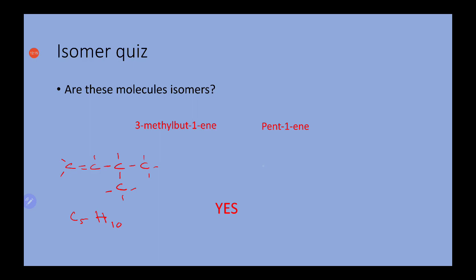Pent-1-ene, well, that means it's a 5 carbon molecule, pent, and it's got a double bond on carbon 1. Let's add in our hydrogens, and you can see you've got C5, H, 1, 2, 3, 4, 5, 6, 7, 8, 9, 10. Molecular formulas are the same, but their structural formulas are very different. One has a branch, one doesn't. So if you get them like that, where it's just the name, I always recommend you draw them out, because it's then very easy to see.